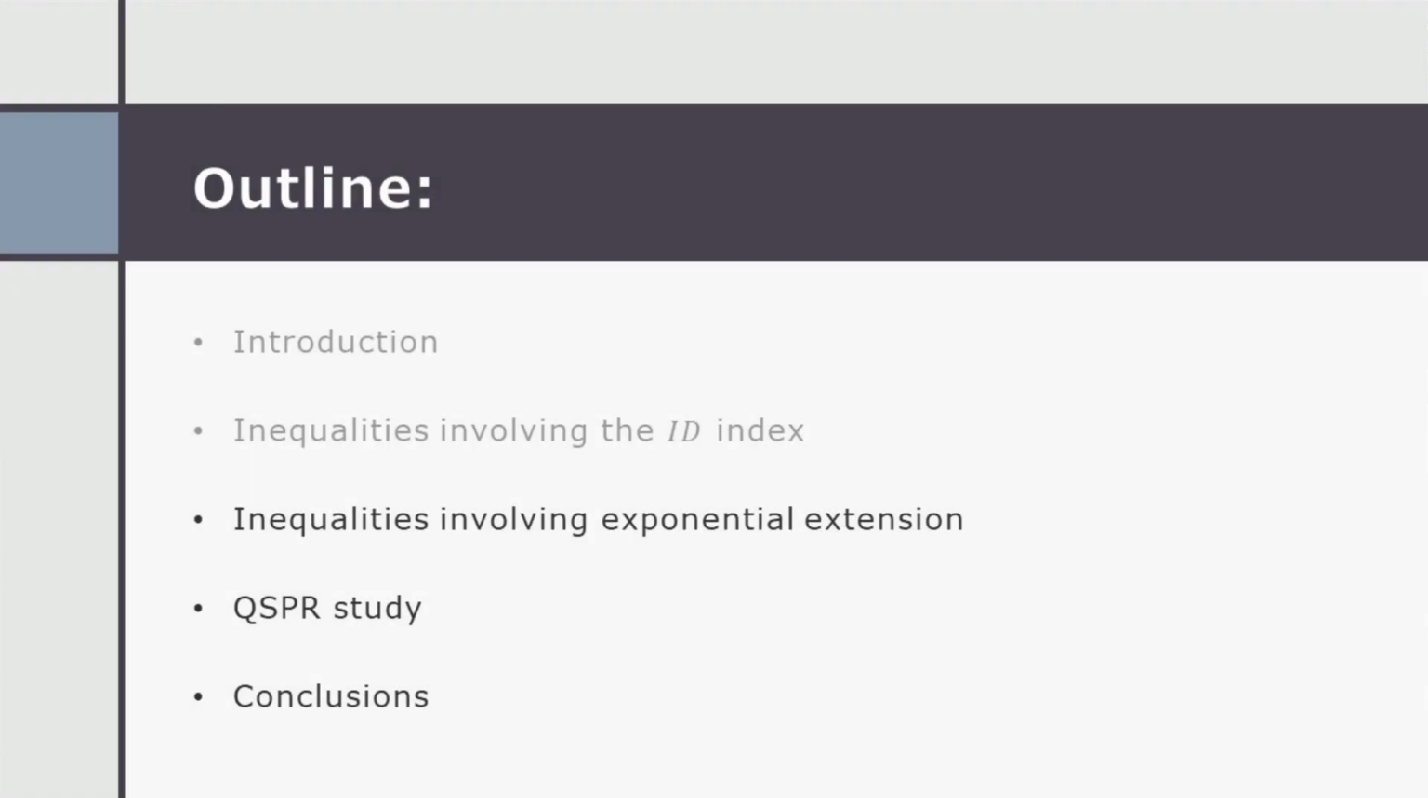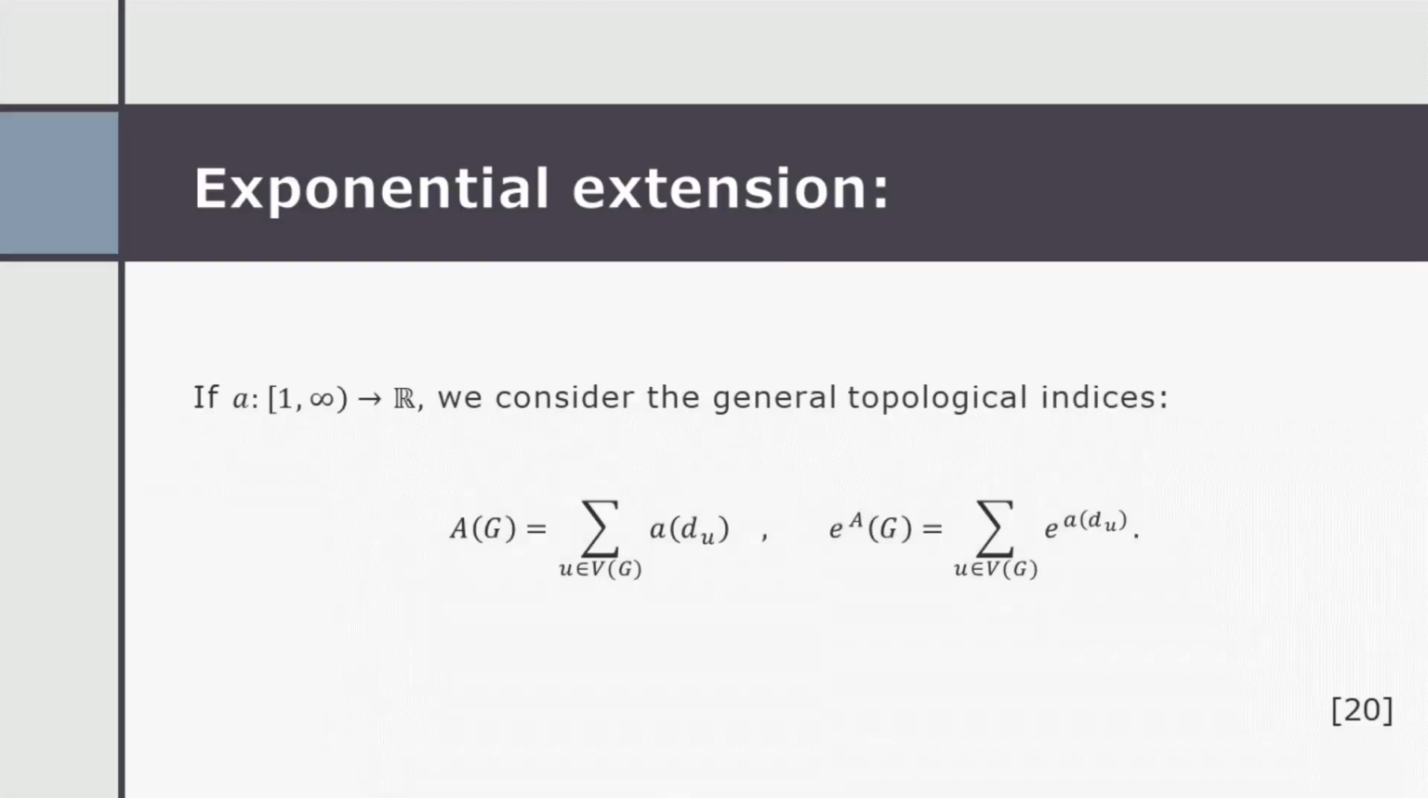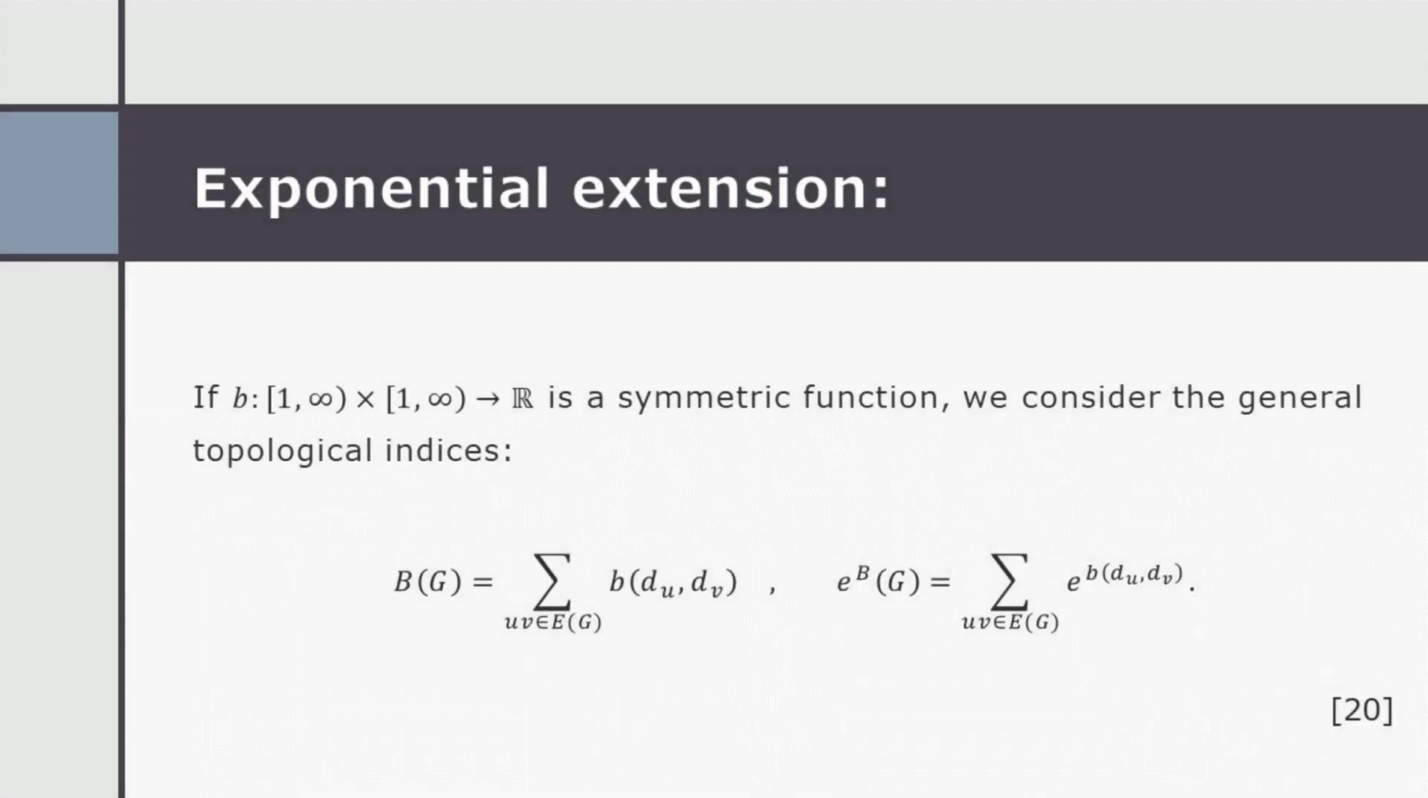Let's start with the section Inequalities involving exponential extension. The study of the exponential vertex degree-based topological indices was initiated by Rada in 2019 and has been successfully studied in numerous papers. We will consider two types of exponential indices. For a function of a single variable, a, the following general indices are defined. In addition, for a function of two variables, b, that is symmetrical, these general indices are defined.